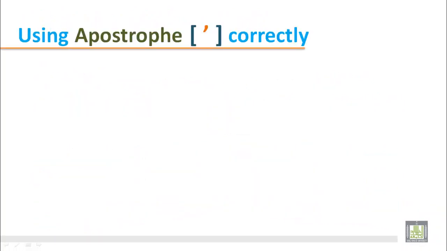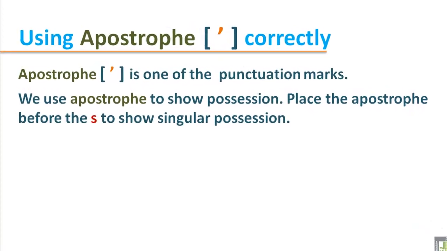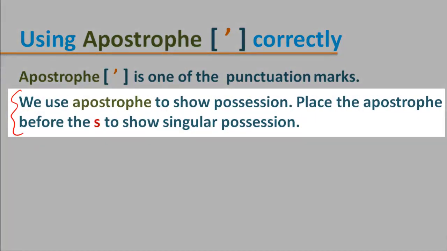Using apostrophe correctly. This is an apostrophe, one of the punctuation marks. We already learnt about different punctuation marks like comma, full stop, or sometimes we say period, then question mark, and exclamation sign. So this is another punctuation mark we are going to learn about in this lesson. Let's see the use of apostrophe. As you see here, we use the apostrophe to show possession. Possession means someone has something, or something belongs to someone.